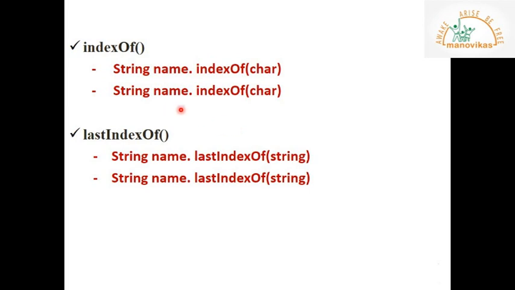Now when I say it will display the index, the return type of this function will be an integer. One more thing I wanted to say: suppose the character or the string which we are searching for is not available in the original string that we are inputting, if the searched character or the substring is not available, then the result will be -1.